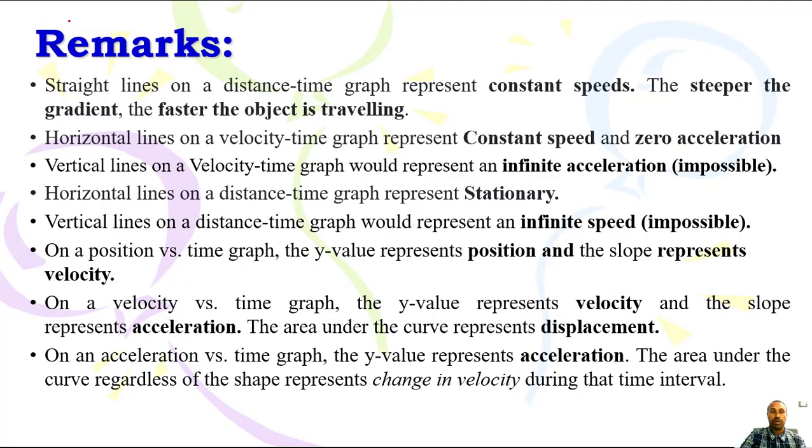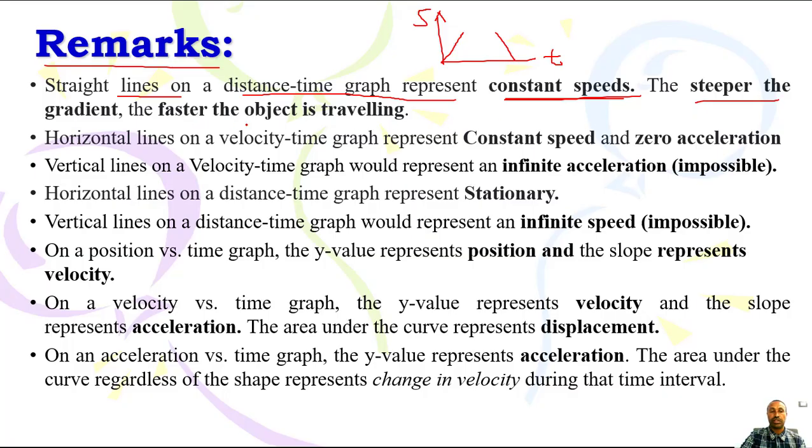As concluding remarks, we have these remarks we have to keep in mind for every calculation and also graphs. Straight lines on a distance time graph represent constant speed. So you may have such curves, for example, distance versus t, then constant speed. Straight line. It could be like this. Then it could be like this. So this is constant speed. The steeper the gradient, the faster the object is traveling. This is also another approach.